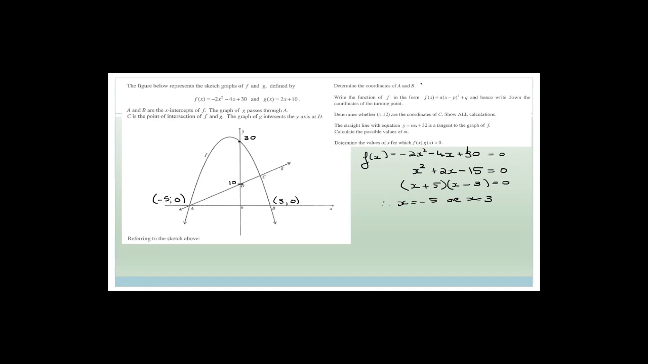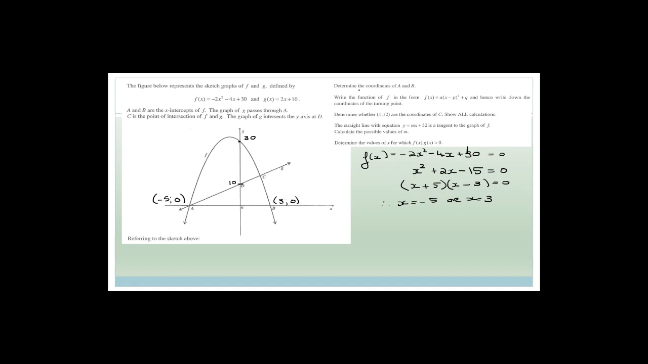It didn't ask you for the x values of A and B. It asked for the coordinates, which means you have to give both x and y values, even if you know that they're just on the x-axis.